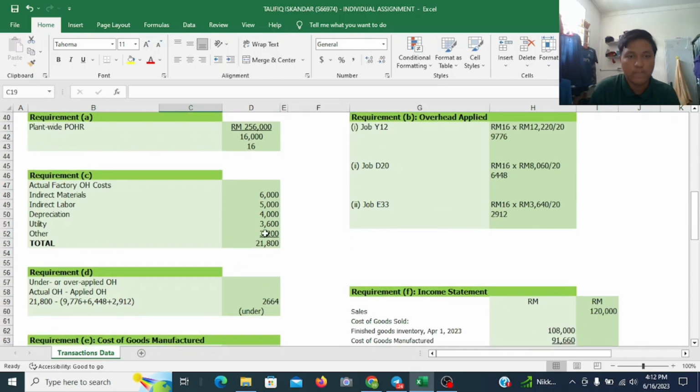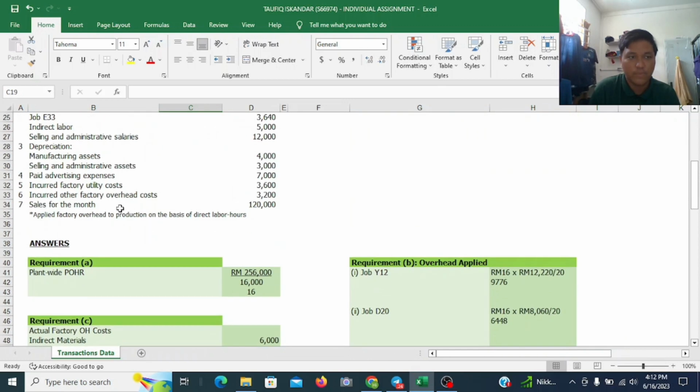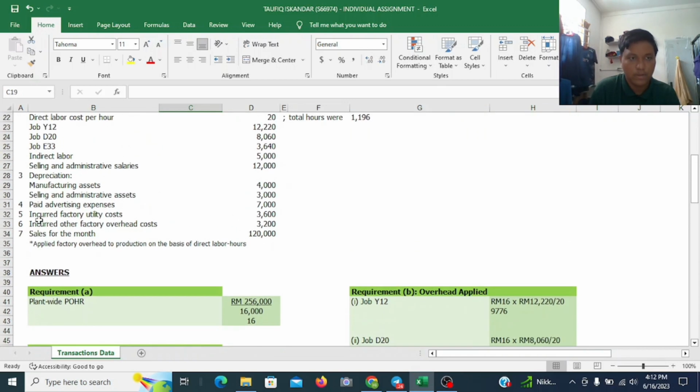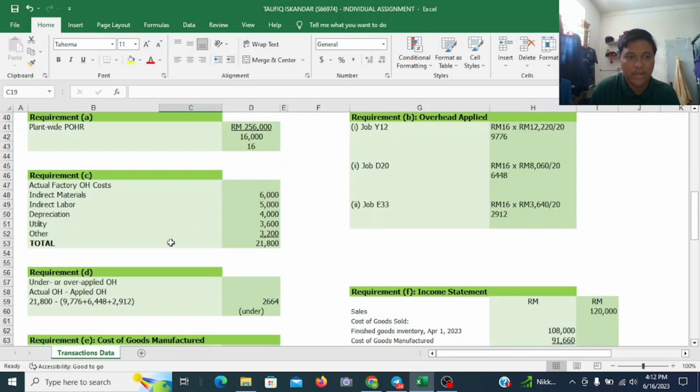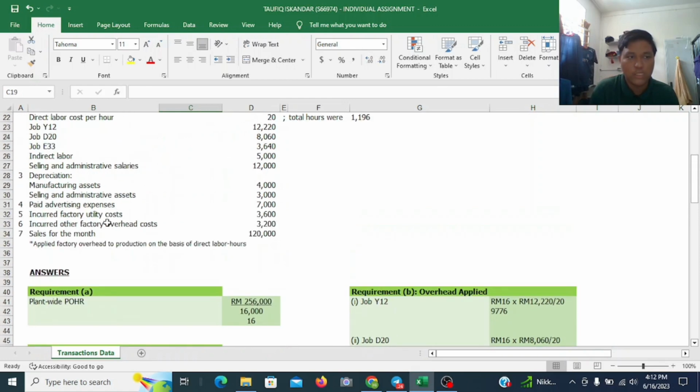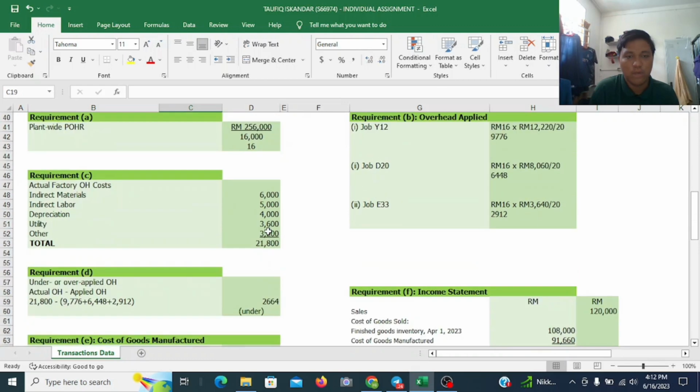For utility, 3,600. We see in the transaction, factory utility cost 3,600. And the last item is other factory overhead cost, which is 3,200. We see in the transaction, other factory overhead cost 3,200. So we total and we get 21,800, or we can use this formula bar to get the answer.